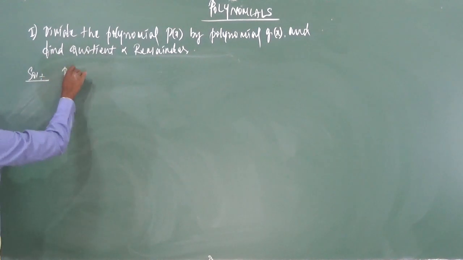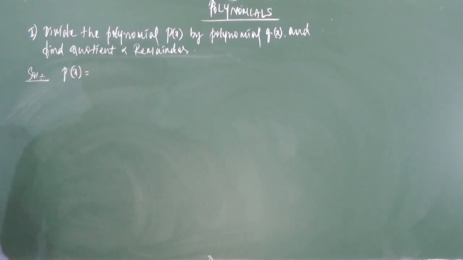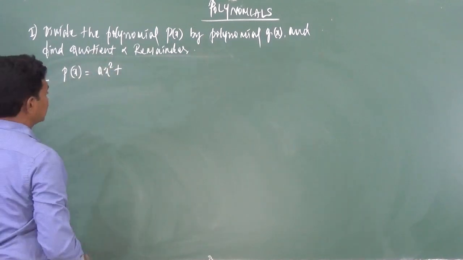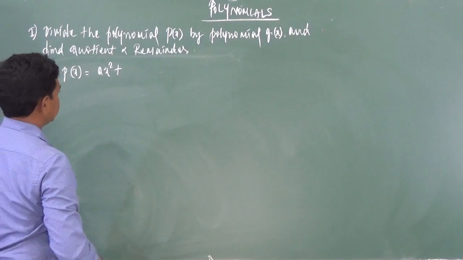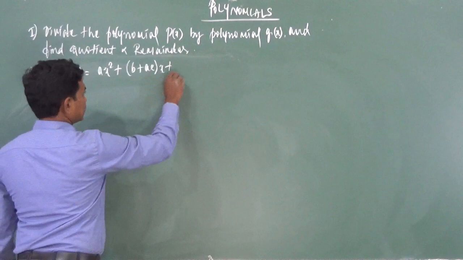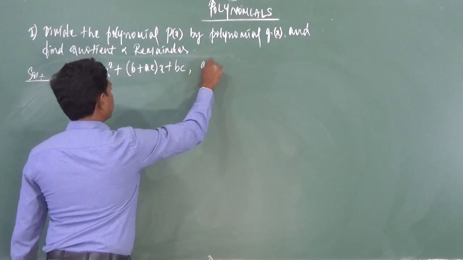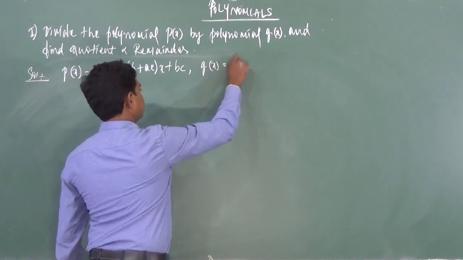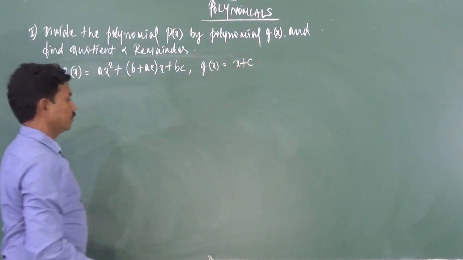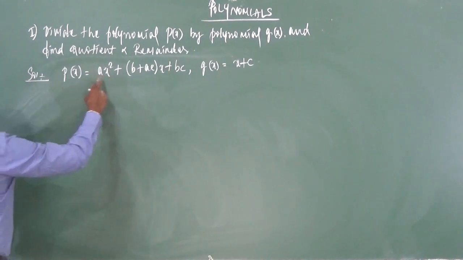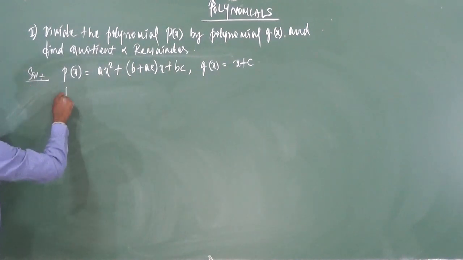So a very peculiar problem. P of x is equal to ax square plus b plus ac into x, plus bc, and g of x is equal to x plus c. So this is the given polynomial, and that is the divisor. So you have to divide this. So it's not in the standard form. So now let us take it in the standard form here itself.